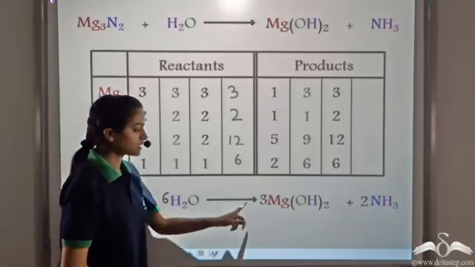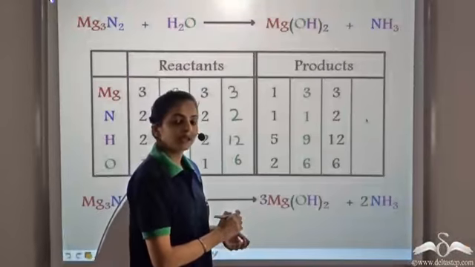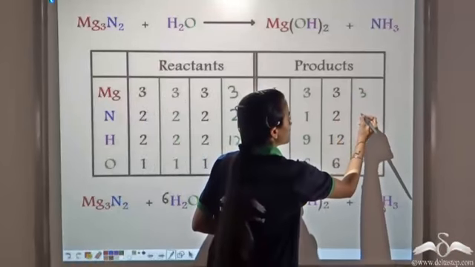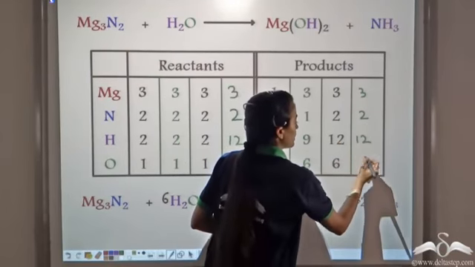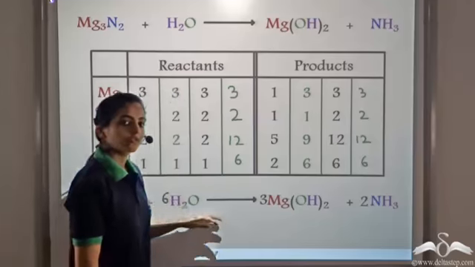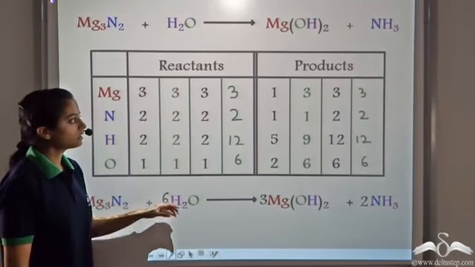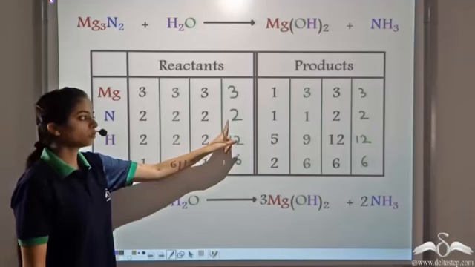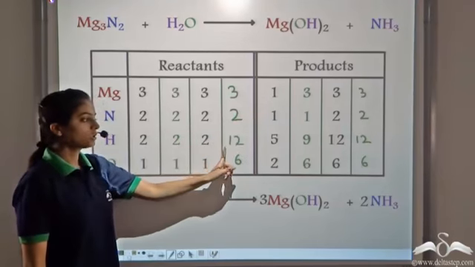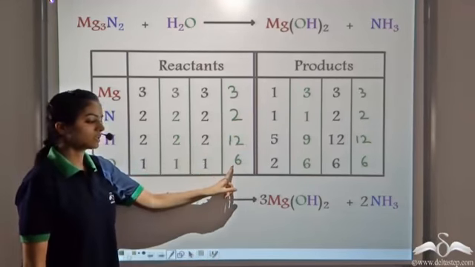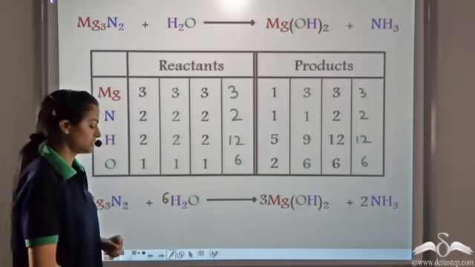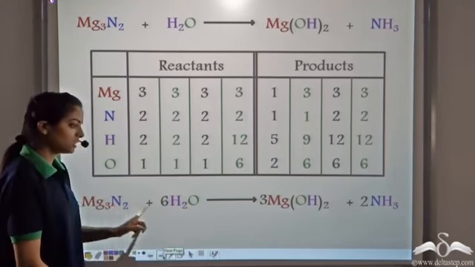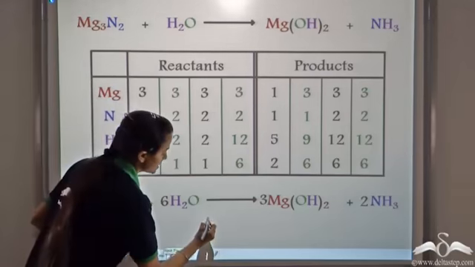Let's look at the product side now. We have not made any change on the product side, so this number remains the same. So we get 3, 2, 12 and 6. So if we now look at the chemical equation, we have 3 atoms on both the sides for magnesium, 2 nitrogen atoms on both sides, 12 hydrogen atoms on both sides, and 6 oxygen atoms on both sides. So this equation, by using these coefficients, is now a balanced chemical equation.